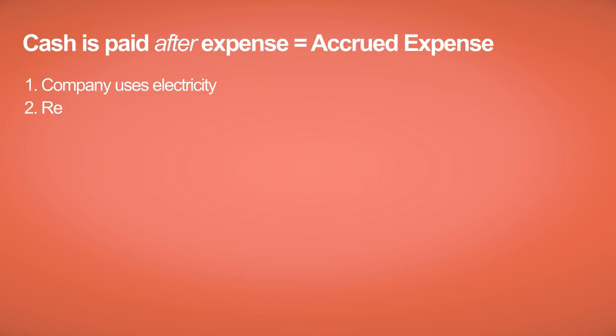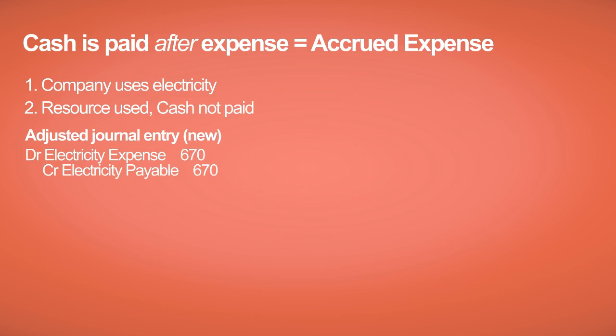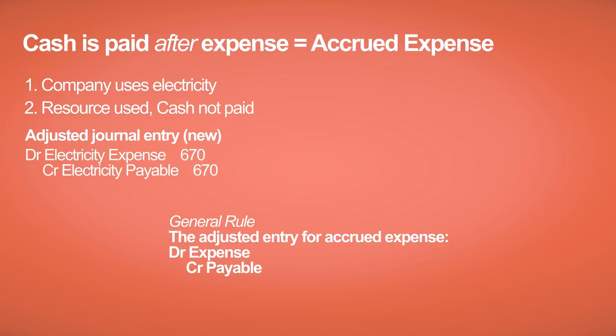When businesses use a resource before paying for it, it is known as an accrued expense. Electricity bills is a common accrued expense, and the adjustment would appear as debit electricity expense and credit electricity payable. Generally, we debit an expense and credit an account payable.